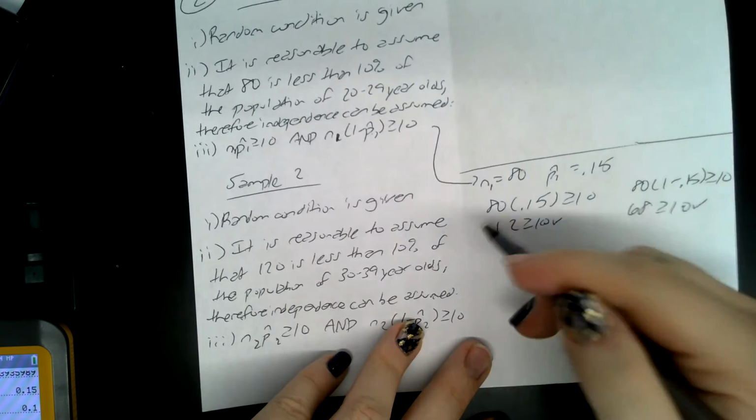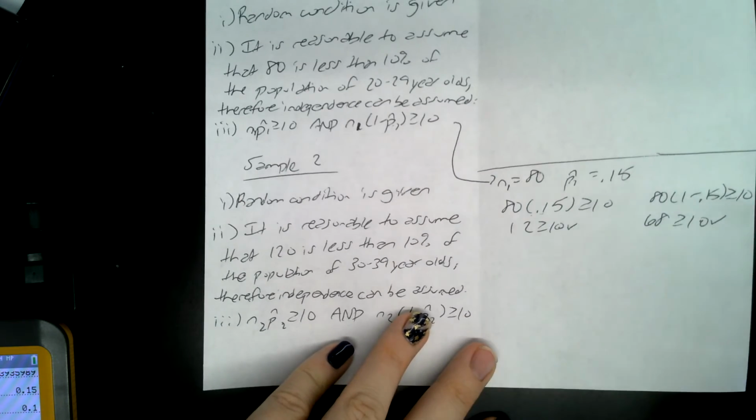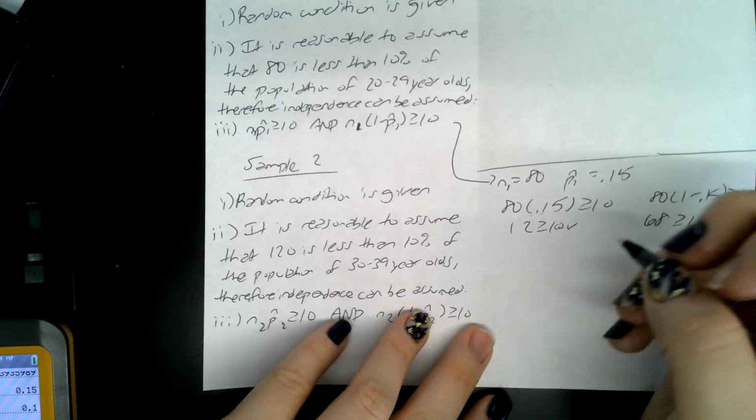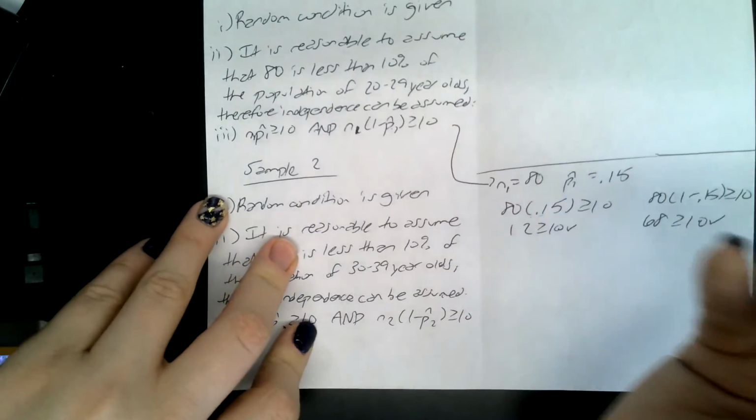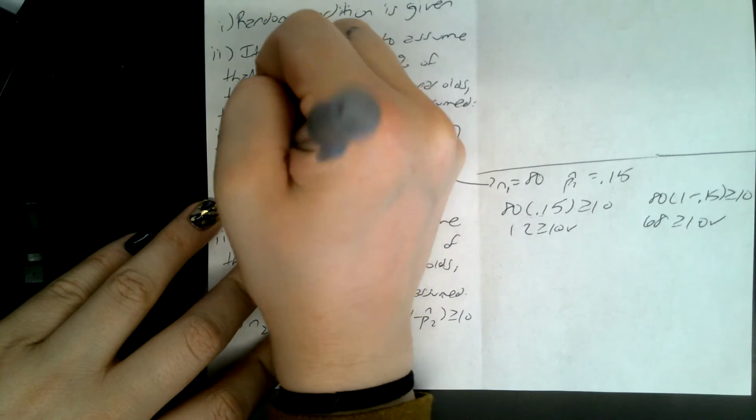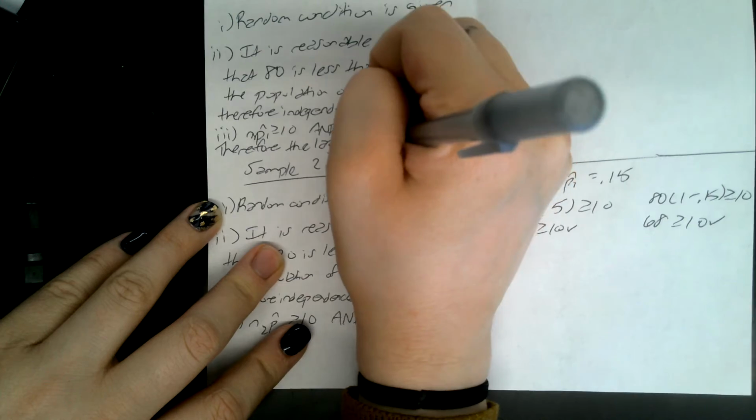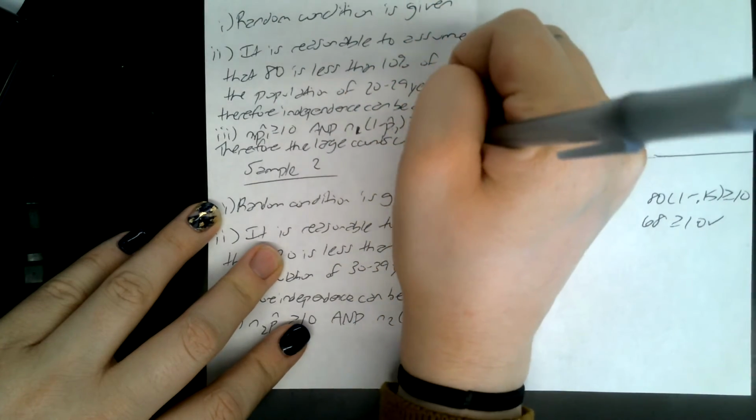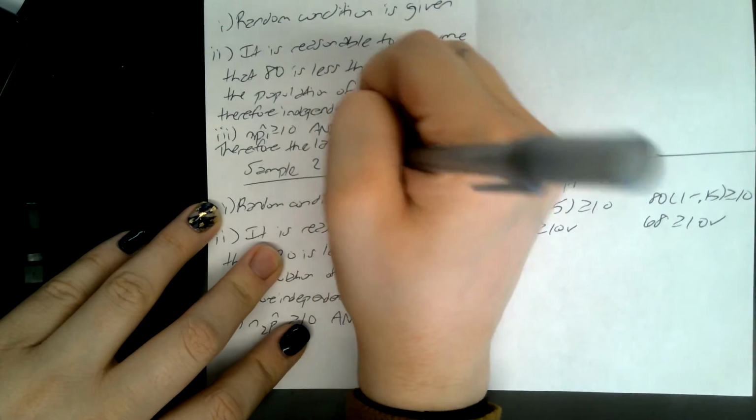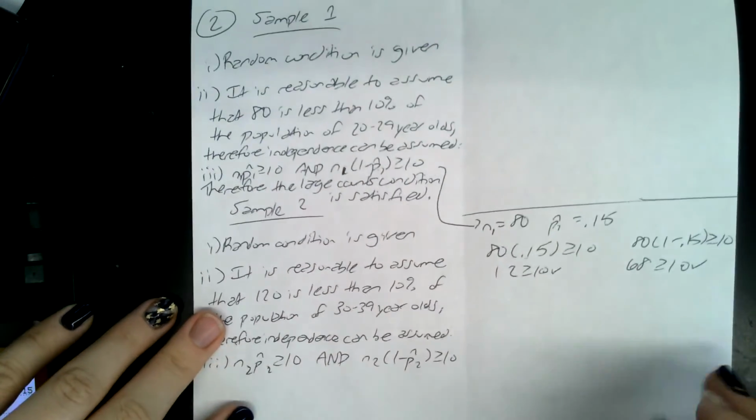So that one, this is good for both. We need both of them to be satisfied, not just one. They both do. If they are both satisfied, we will say, therefore, the large counts condition is satisfied. And that is sample 1 done.